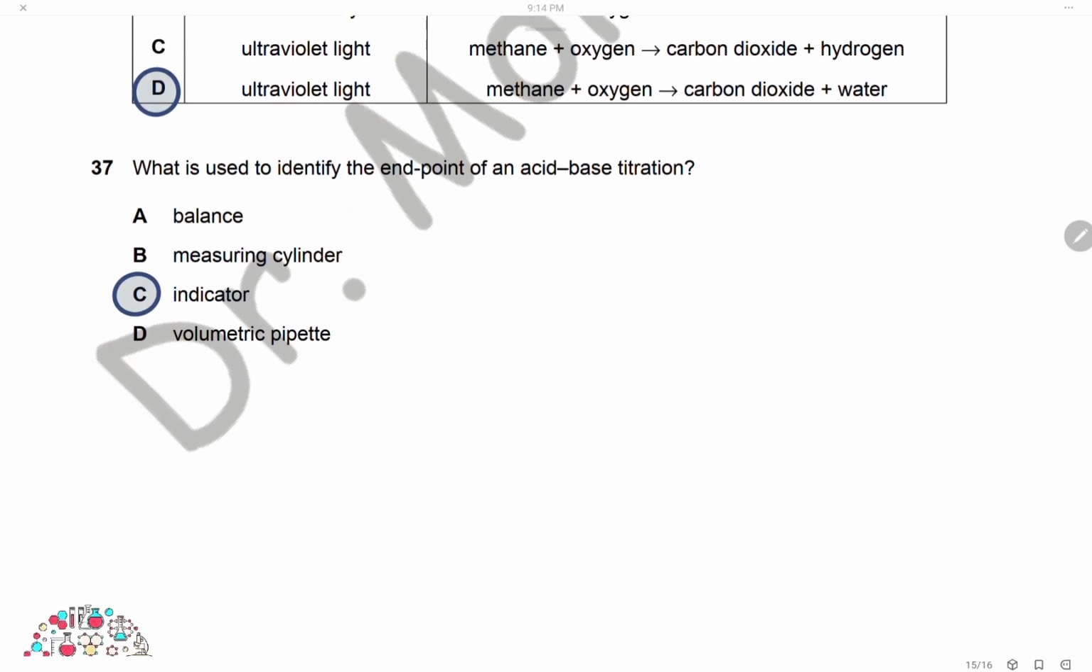Question 37. What is used to identify the end point of an acid-base titration? In acid-base titration, the color change of the indicator identifies the end point, so we're using an indicator. The answer is C.